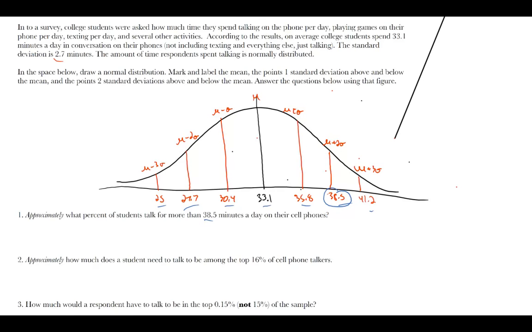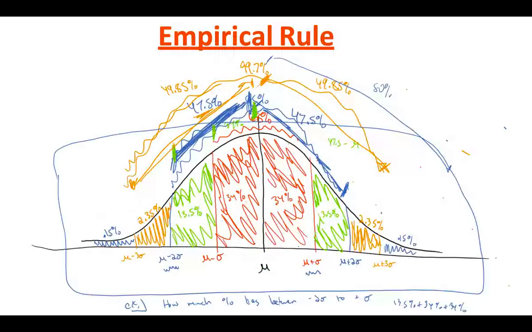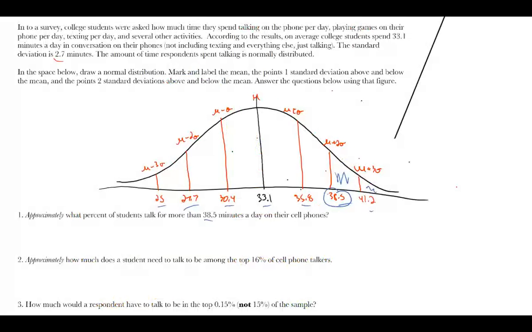So all you're going to do is add these two little sections, this one plus this one. So you can even refer back. Well, we've got 2.35 plus 0.15. So that is 2.5%. So a very small amount of students talk more than that.